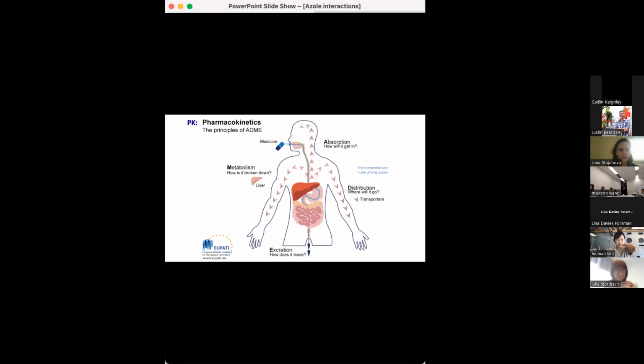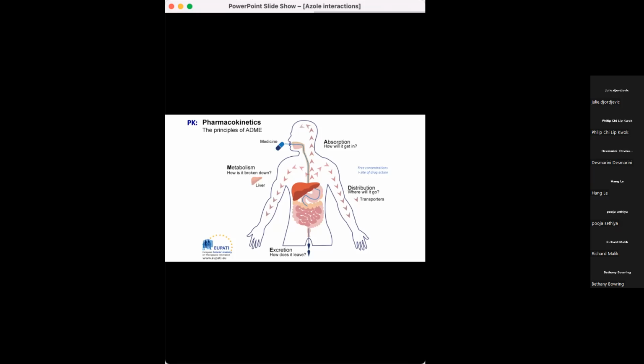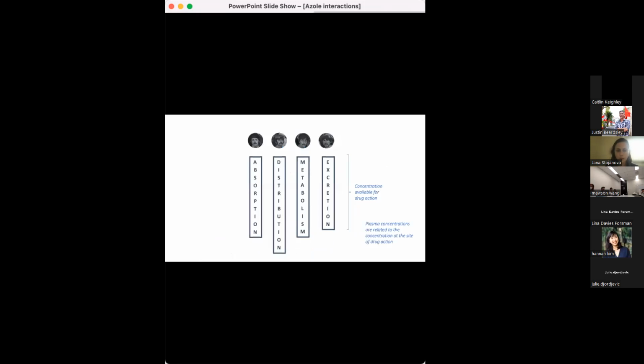So this is just an overview, but I just wanted to highlight that these processes can vary a lot across drugs, and we will see that with the azoles. So here we have our first Fab 4 example: absorption, distribution, metabolism, and excretion. All these influence the concentration that is available for drug action.